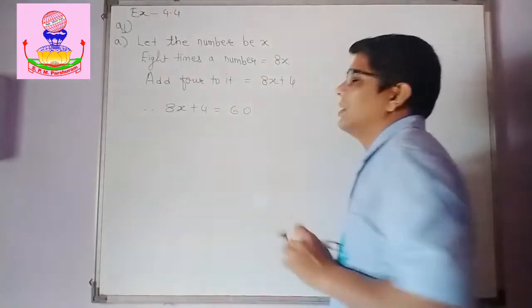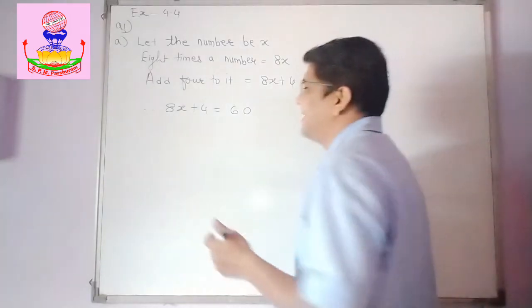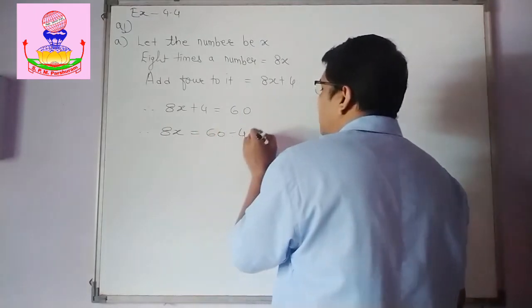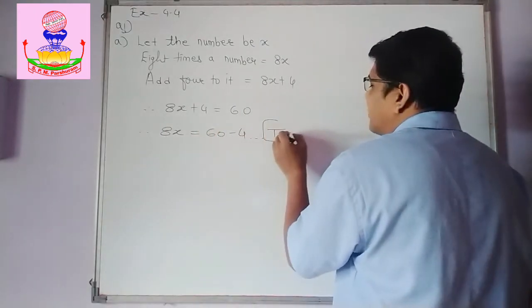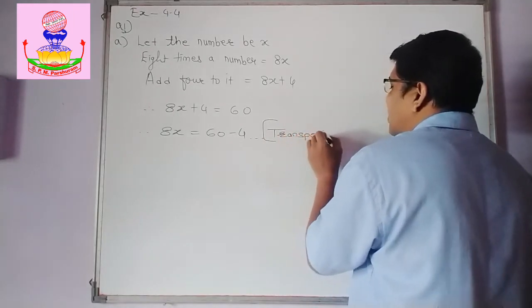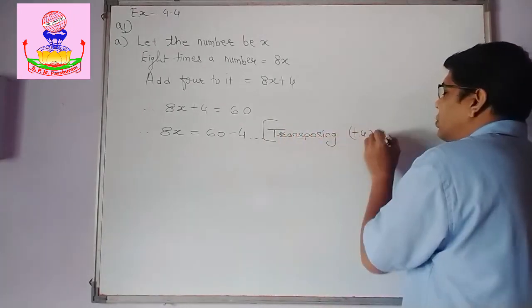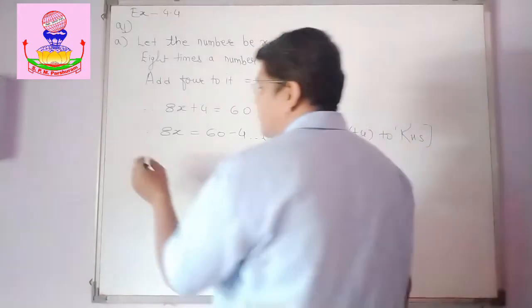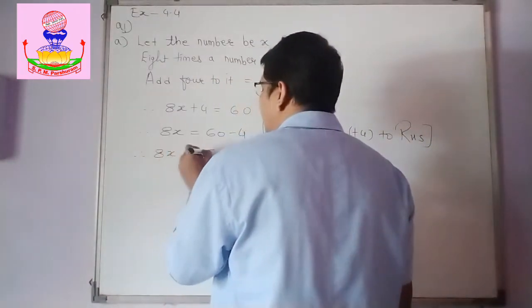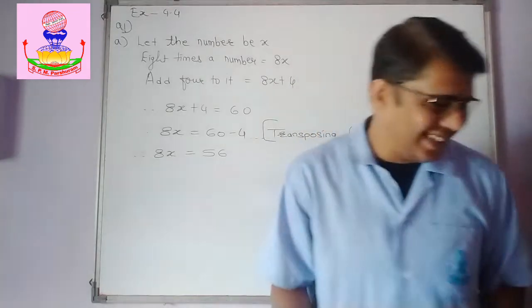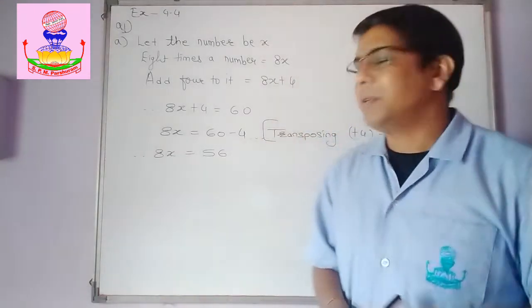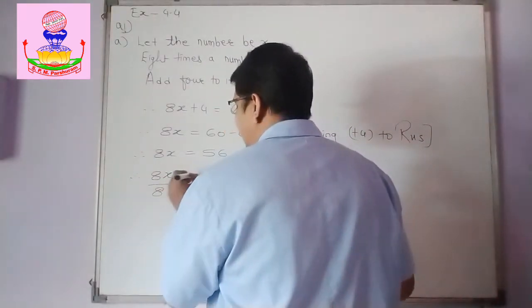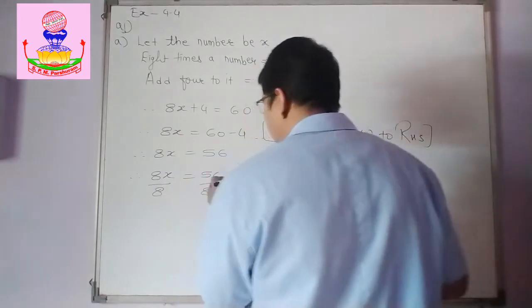So what do I do? Transpose 4 to this side. So it will become, yes, minus 4, exactly. So 8x is equal to 60 minus 4. What you did? Transposing plus 4 to RHS. So therefore, 8x is equal to 56. Now what to do? Yes, exactly. Divide both sides by 8. So 8x upon 8 is equal to 56 upon 8.